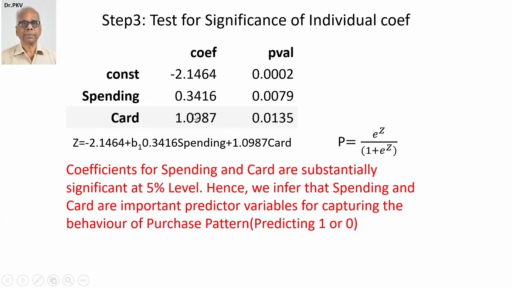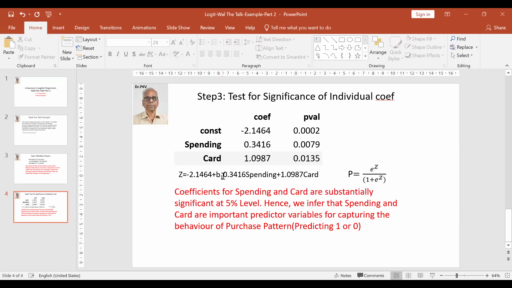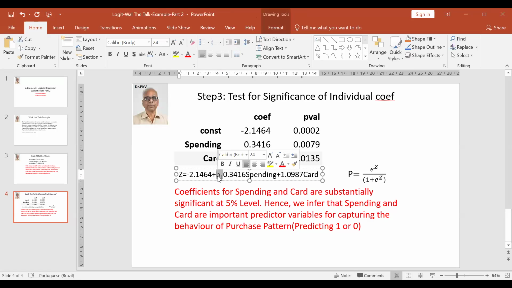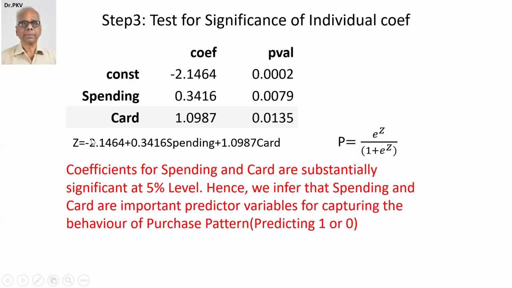These are the coefficients. So if you write this as an equation in Z, Z is equal to minus 2.1464 plus B1 times 0.34165. I think the B1 appears here by a typo. Let me omit it here. Actually, B1 is equal to 0.3416. So minus 2.1464, the constant, plus 0.3416 spending, plus 1.0987 card. So this is your B0, this is your B1, this is your B2.